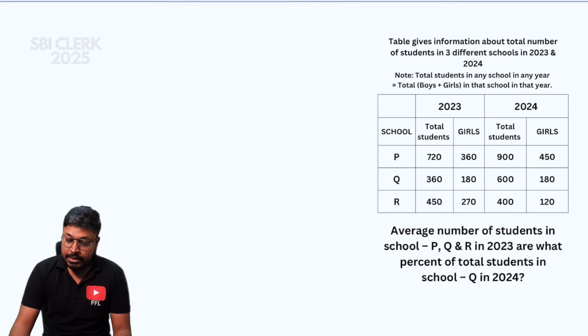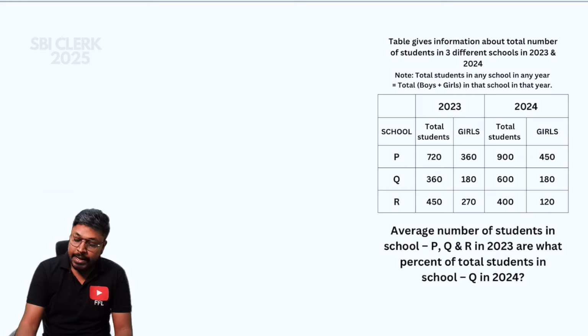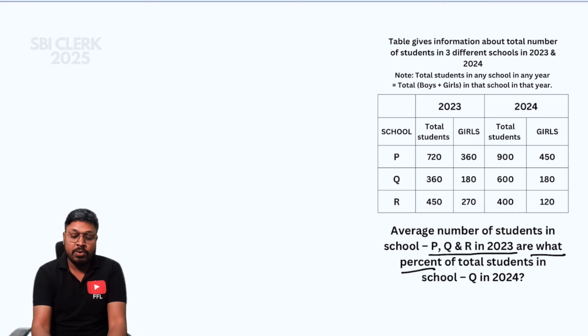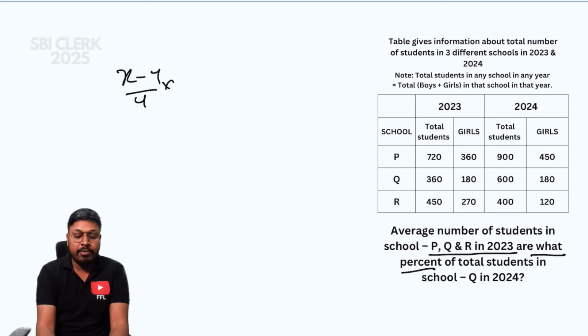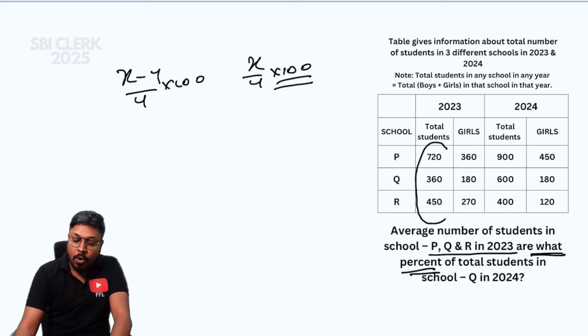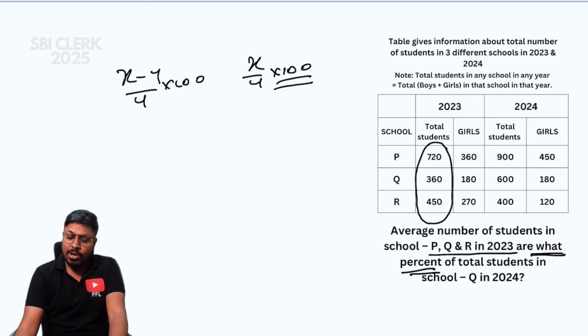So next question. Average number of students in school PQR in 2023 is what percentage of the total number of students in school Q in 2024? Just see the word what percentage. If it is what percentage more or less, we use a formula X minus Y divided by Y into 100. If it is only what percentage, the formula will be X by Y into 100. So X will be the value PQR in 2023. So 2023 PQR, average number of students. So either we can add all the three numbers and divide by 3, or else separately you can divide all the numbers by 3 and you can add it.